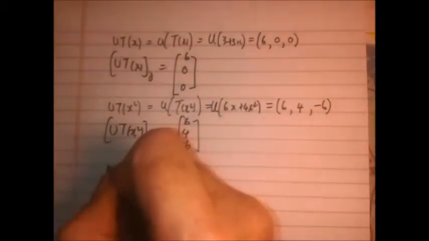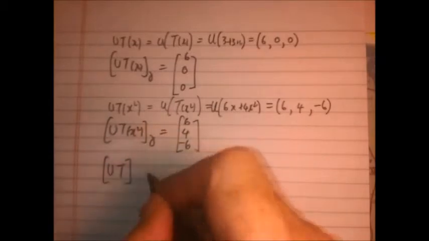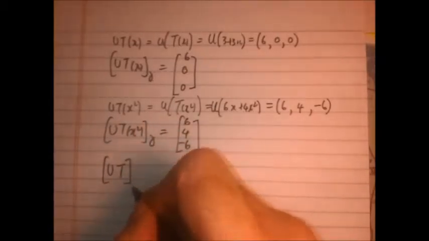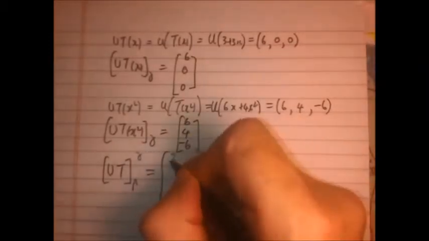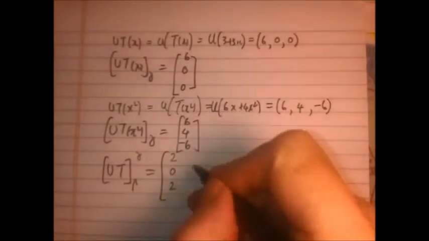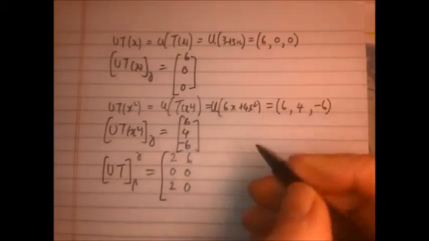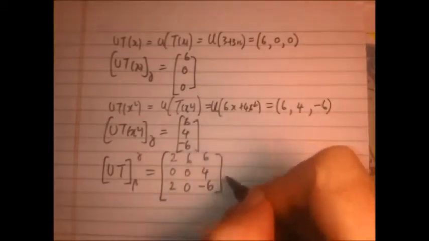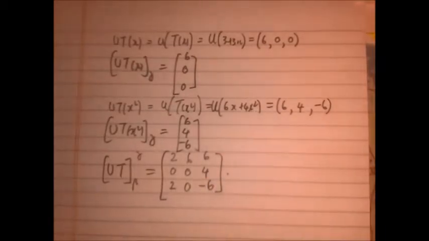And now we can write down our matrix. So the matrix of UT relative to beta and gamma will consist of 3 columns. The first column is 2, 0, 2. The second column is 6, 0, 0. The third column is 6, 4, minus 6.